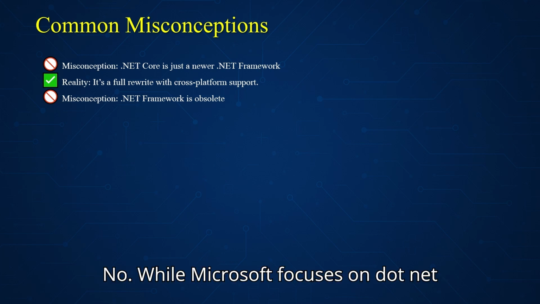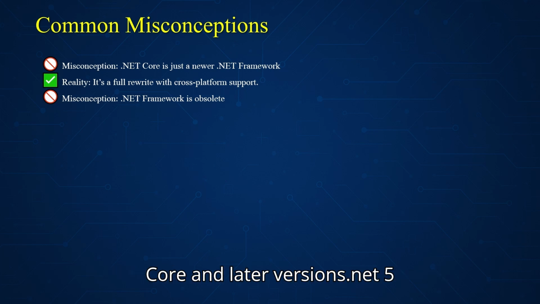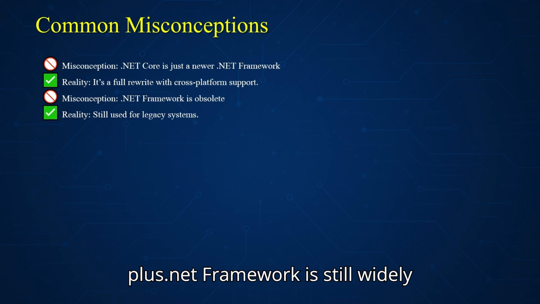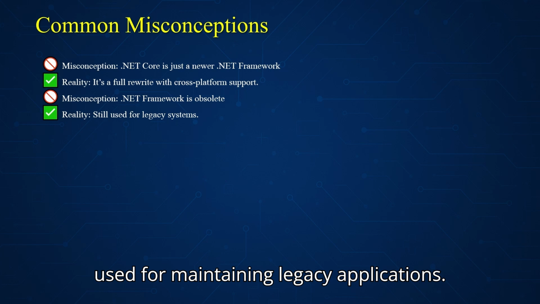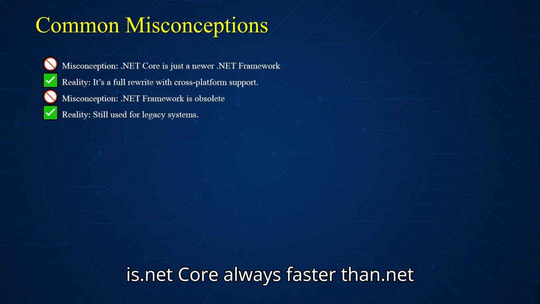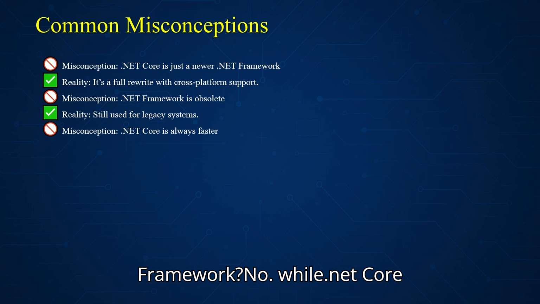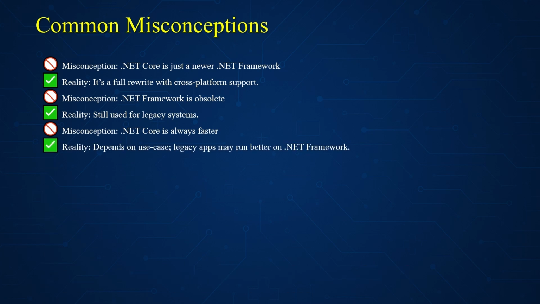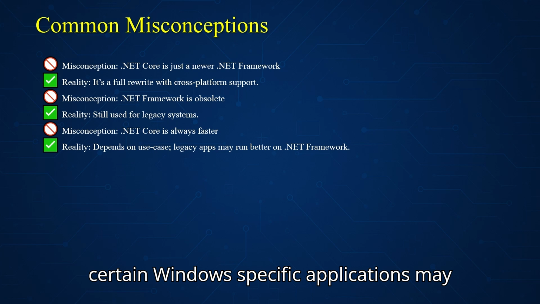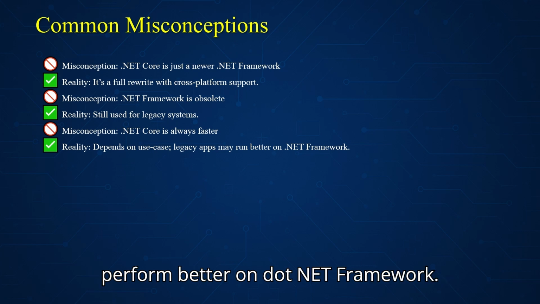Is .NET Framework outdated and no longer used? No. While Microsoft focuses on .NET Core and later versions, .NET 5 plus, .NET Framework is still widely used for maintaining legacy applications. Is .NET Core always faster than .NET Framework? No. While .NET Core is optimized for modern workloads, certain Windows-specific applications may perform better on .NET Framework.